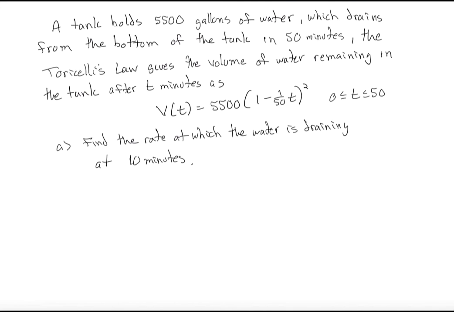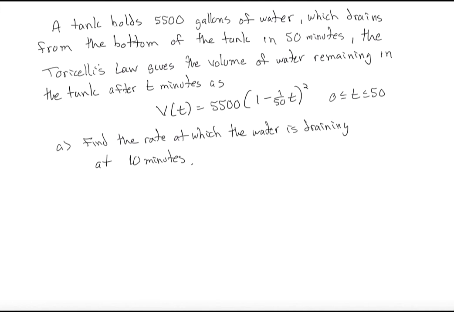In this example, we have a tank that holds 5,500 gallons of water, which drains from the bottom of the tank in 50 minutes. Torricelli's law gives the volume of water remaining in the tank after t minutes as 5,500 times the quantity 1 minus t over 50, squared.